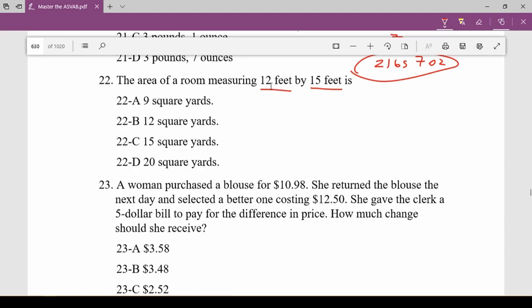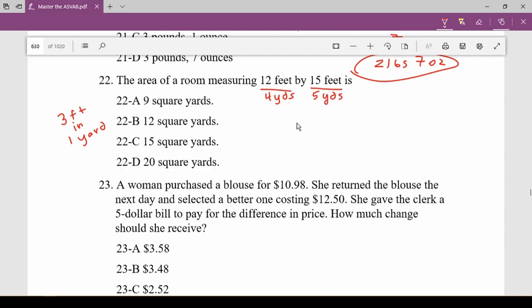Again, there are 3 feet in every yard. So since these numbers are both divisible by 3, I'm going to divide them right off the bat. 12 feet is the same as 12 divided by 3, or 4 yards. 15 is the same as 15 divided by 3, or 5 yards.